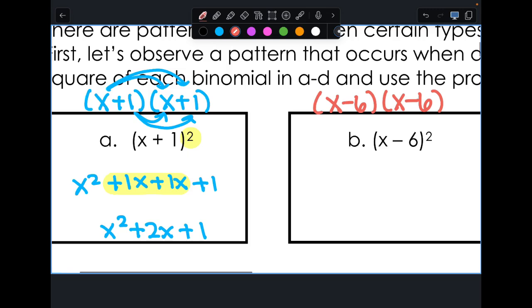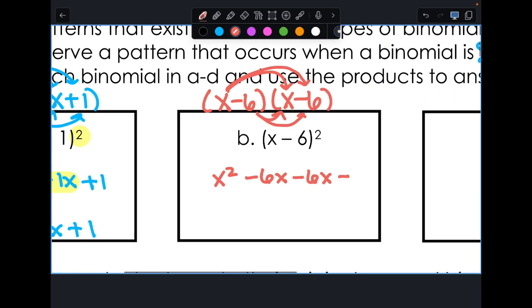All right. Part B, x times x. Not 2x squared. There's still people that are doing 2x squared. No, it's just x squared. x times negative 6, negative 6x. Negative 6 times x, negative 6x. And then negative 6 times negative 6, positive 36. Add the middle 2. You get x squared minus 12x plus 36.